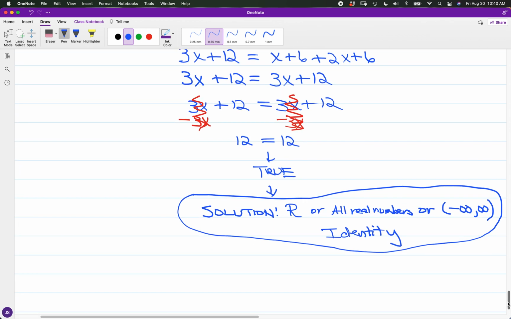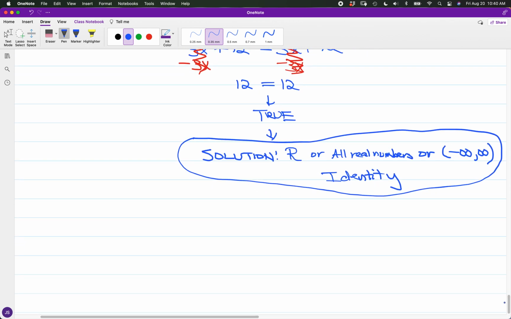Again, conditional: a limited number of solutions. Contradiction: no solution. In the case of an identity, you have an infinite number of solutions. Now, in the case of equations, one we're going to be looking at time and again, not only in terms of equations, but also in terms of the functional capacities, and that's going to be centered around the word quadratic.